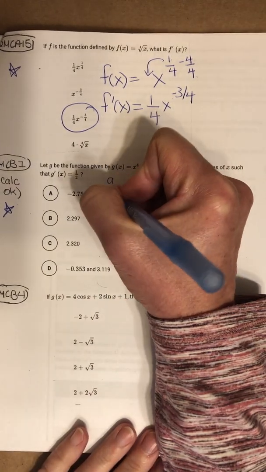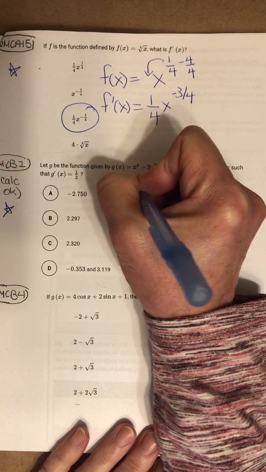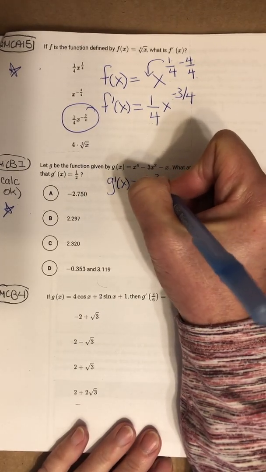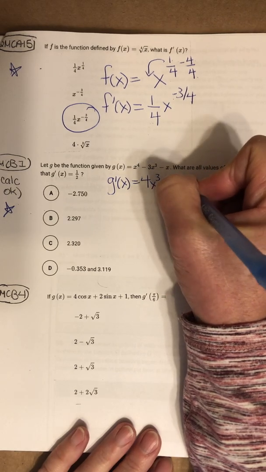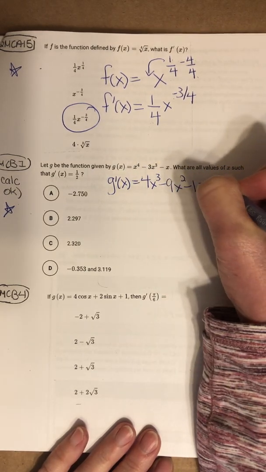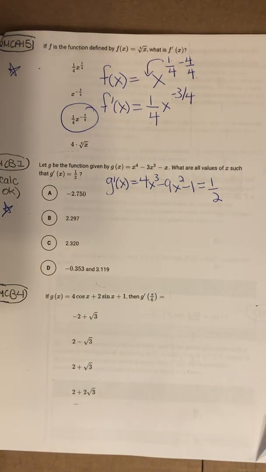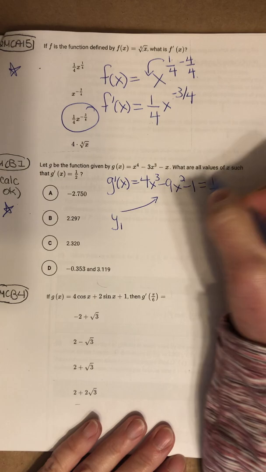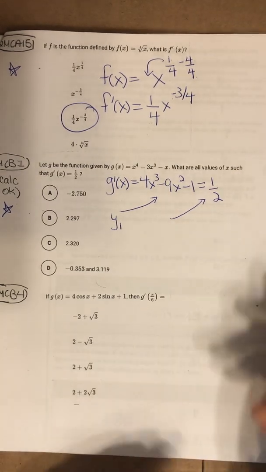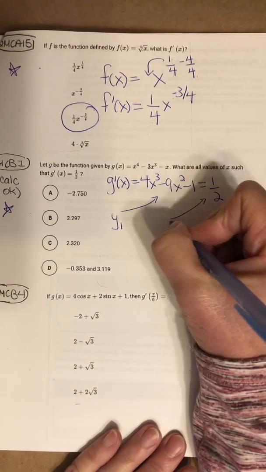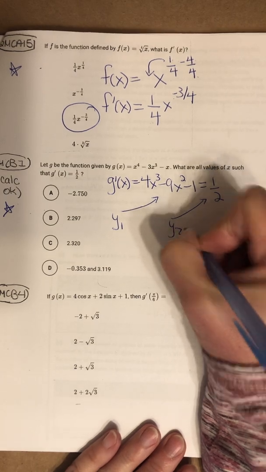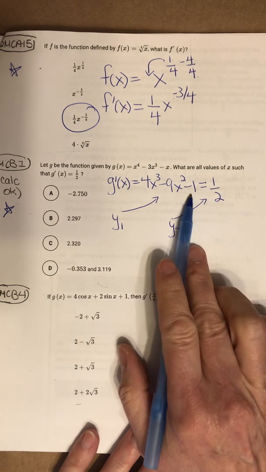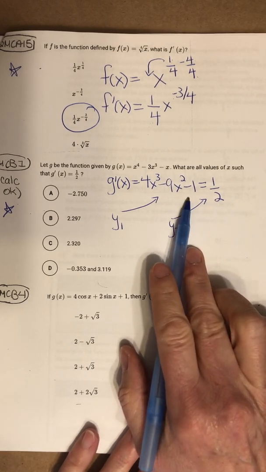So one thing I could do is, it's easy for me to take the derivative of G, right, by the power rule, 4x cubed minus 9x squared minus 1. And I'm just going to set that equal to 1/2. There we go. On a y1, I'm going to put the function into my calculator, and this 1/2 is a y2. I'm going to put that in a y2, and I'm going to set my window so I can see where these two graphs intersect and at what x it happens.